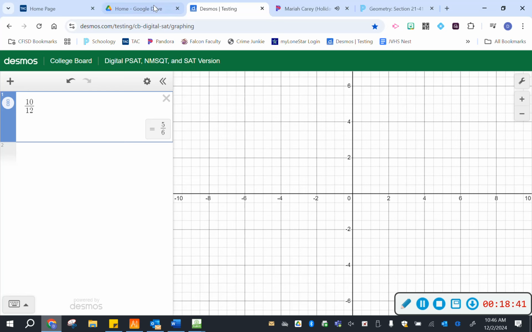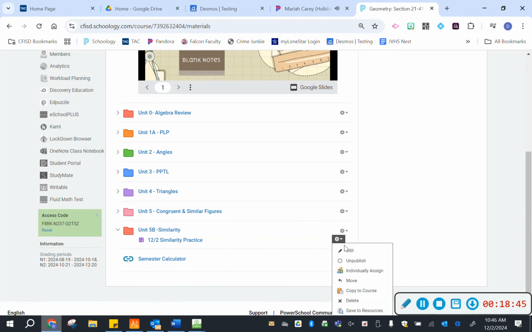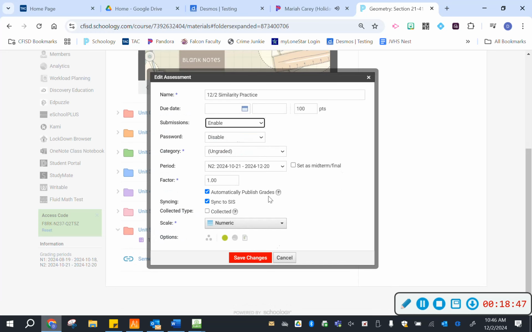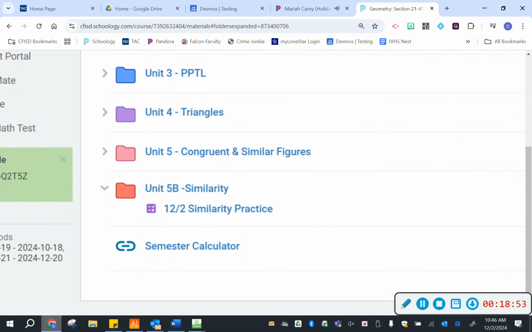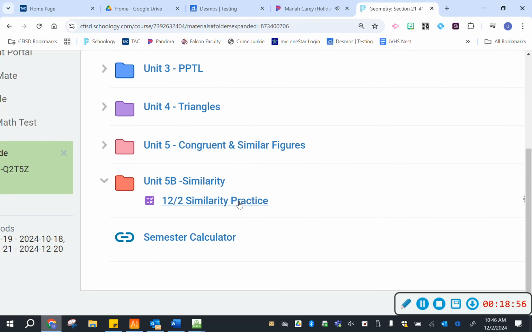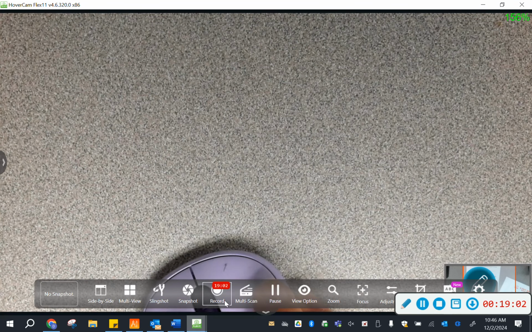If you have glue and the person next to you doesn't, please use it and then hand it over. And then there's an assignment in Schoology for you to do. 12-2. That's what you're doing. Bye.